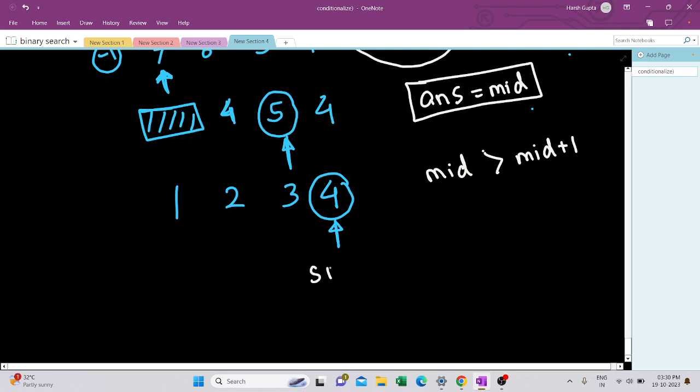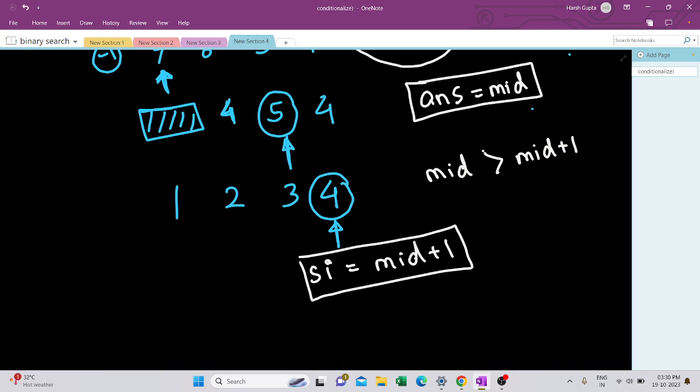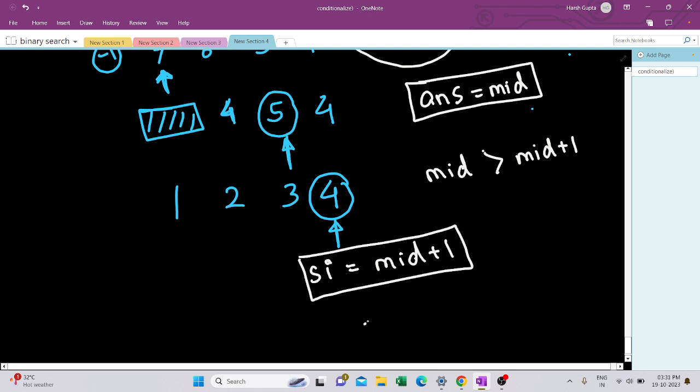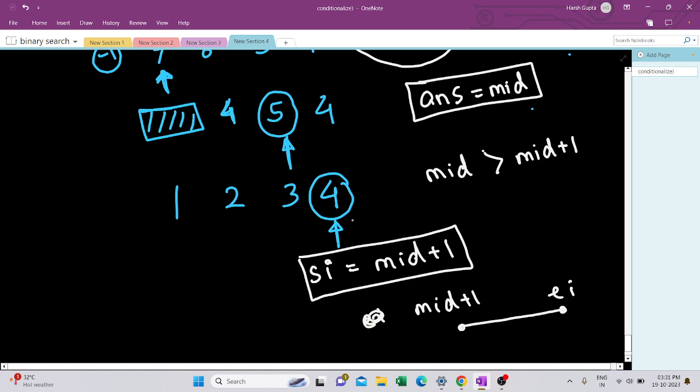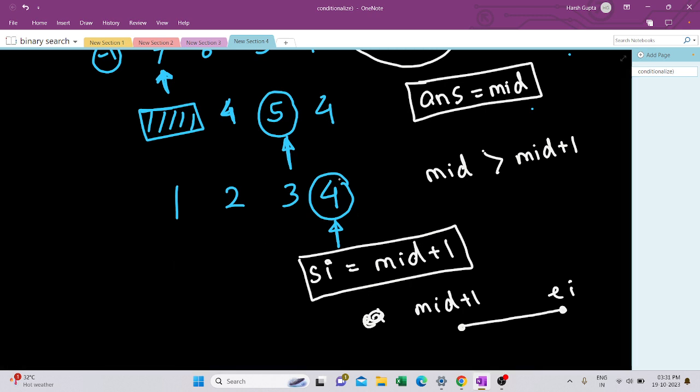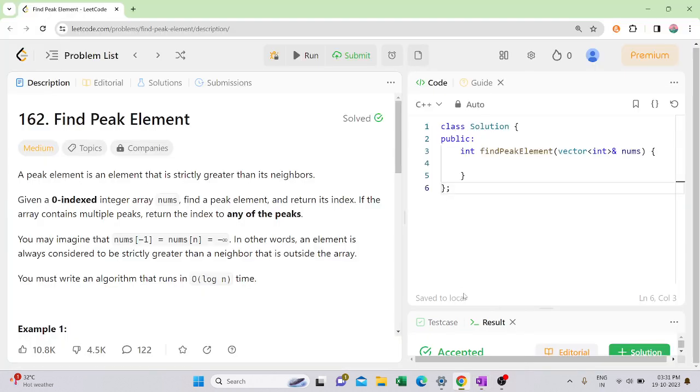What we will simply do is, we will just shift our starting index to mid plus 1 and say that yes, there is a possible answer from this mid plus 1 to the ending index. A possible answer lies in this range. There can be multiple peak indexes, but we need to return only a single one, any one we can return. So yeah, we can approach it like this to get to our answer. Let's code it down.